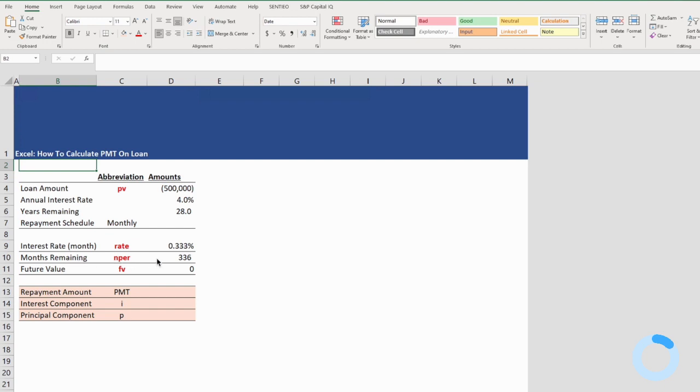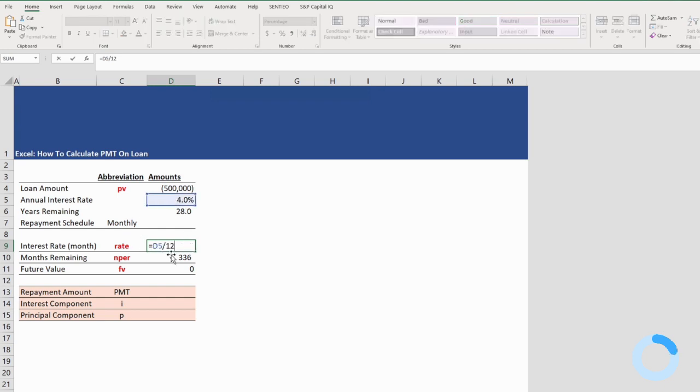Now, why is months remaining 336? And why is the rate 0.333? Okay, so I've said here that the repayment schedule for our loan is monthly. In that case, if our annual interest rate is 4%, then it stands to reason that our monthly interest rate should be 4% divided by 12 months to a year. Likewise, with months remaining, if we've got 28 years remaining, 28 multiplied by 12 is 336.